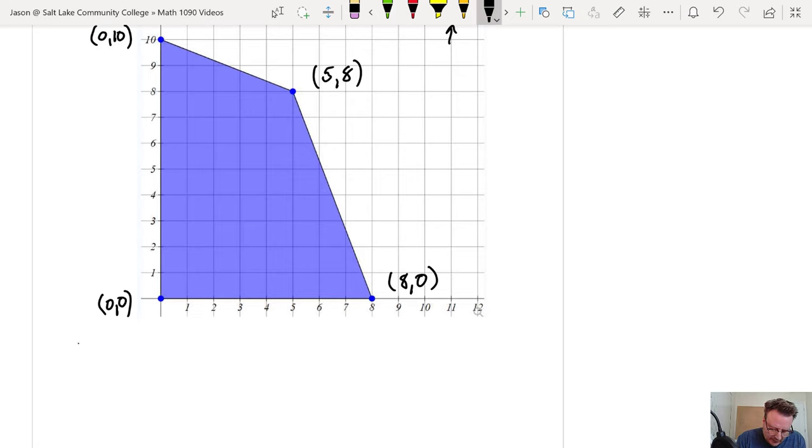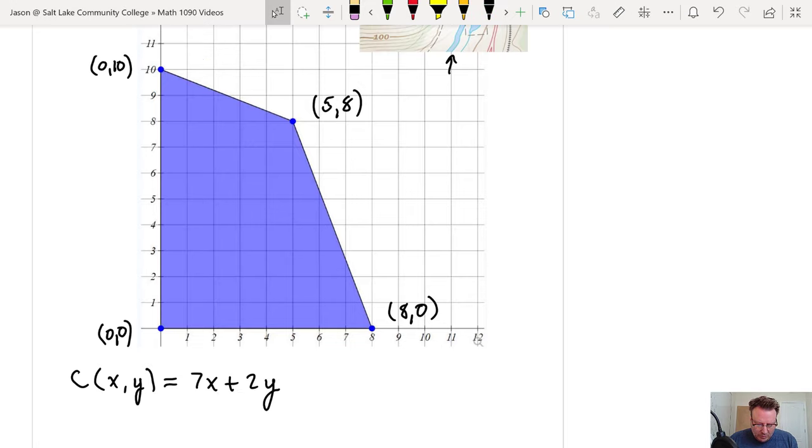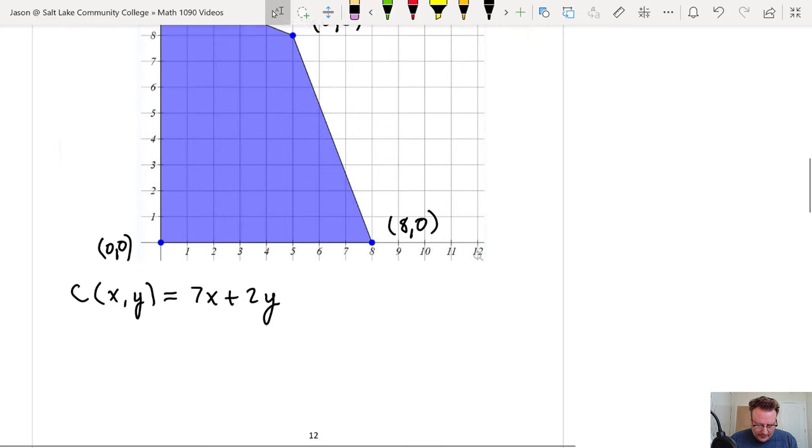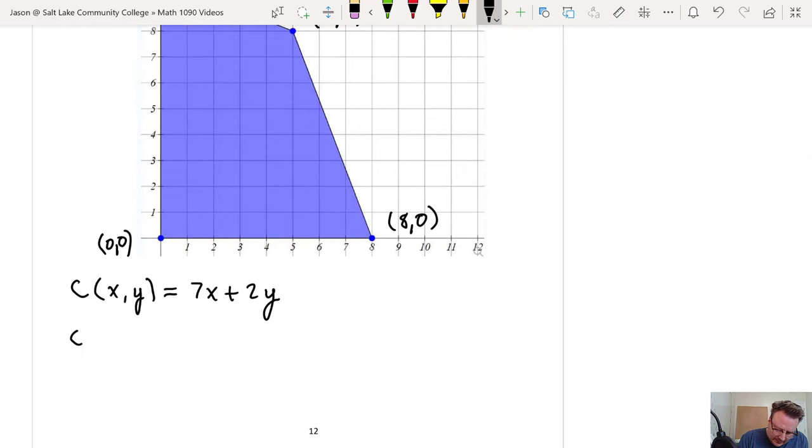I'm going to think of this function as a function of not just a single variable, but as a function of two variables, or with two inputs. So the function is 7x plus 2y. Okay, so now if I plug in 0, 0, of course, C of 0, 0, well, this is just 7 times 0 plus 2 times 0. Of course, that's 0.